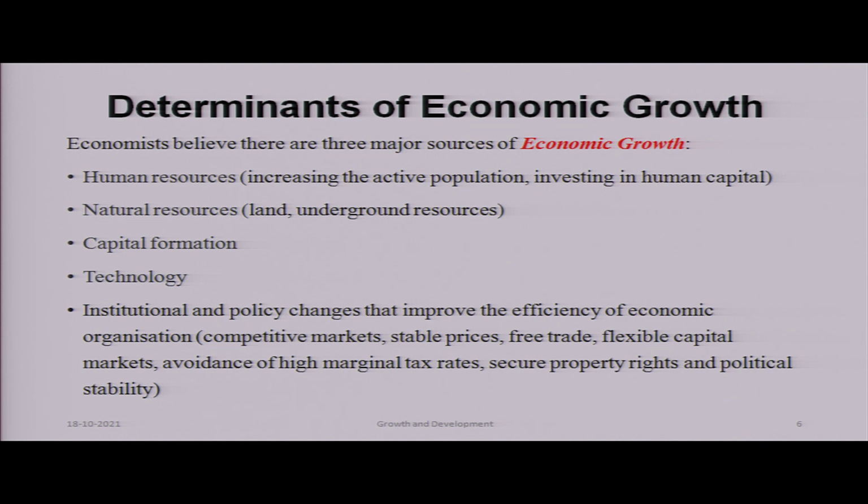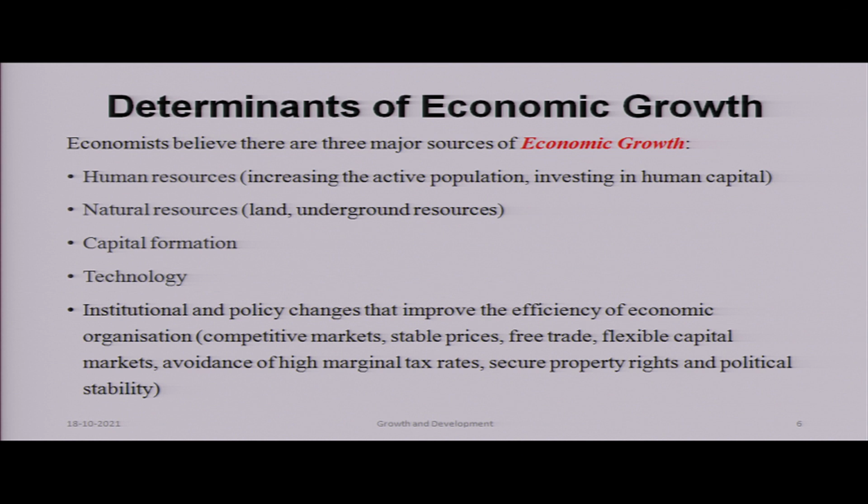If active population is increasing, you also need, as a government, to invest in human capital. Next is natural resources, which includes all kinds of natural resources around us, like land and other resources which we use. Then the third is capital formation, that is, we need to invest in capital, and the capital employed has a major role in the development of a country.